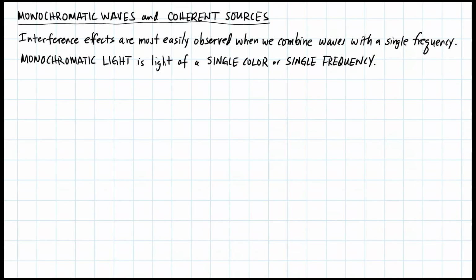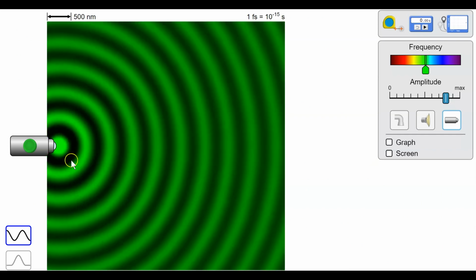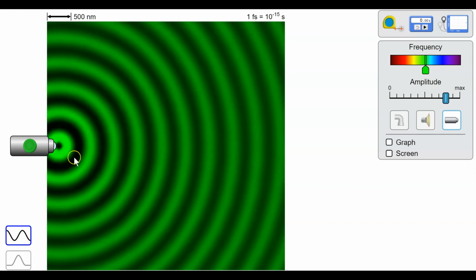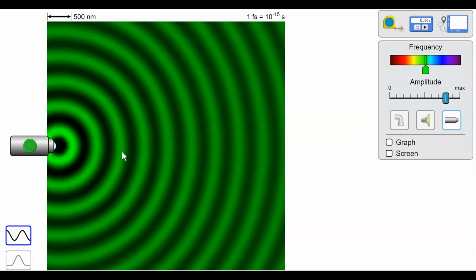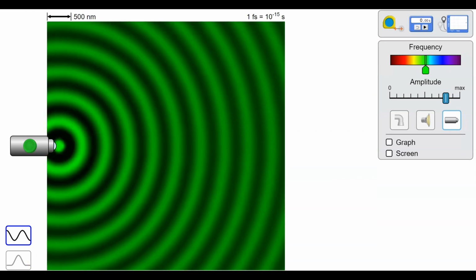Interference effects are most easily observed when we combine waves of a single frequency. That is, monochromatic light is light of a single color or a single frequency. An example of a monochromatic light source is we could use the PhET wave interference applet. So here's a light source that is emitting light, and what you're seeing here is that there's only one single frequency that this is occurring at. We could talk about this in terms of wavelength, but frequency is more fundamental than wavelength. This is a monochromatic source here.